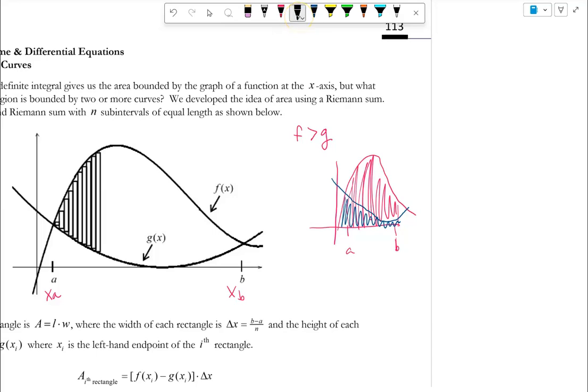So one way to consider what we're doing when we find the area between curves is that we're going to integrate some function f from A to B, and we're going to subtract from that the definite integral of some function g from A to B. But we know that we could consolidate that under one integrand, right? f of x minus g of x.